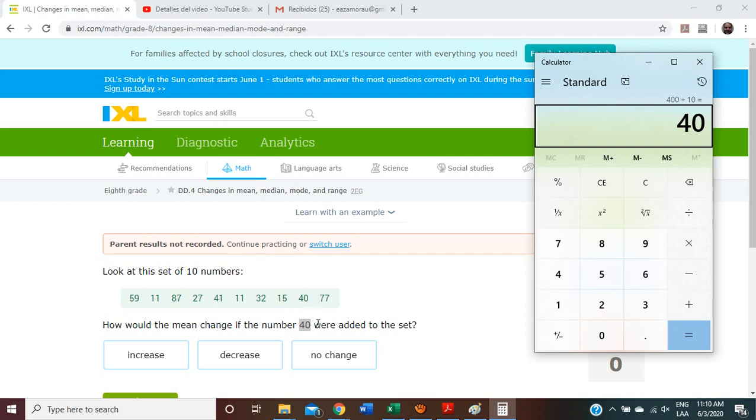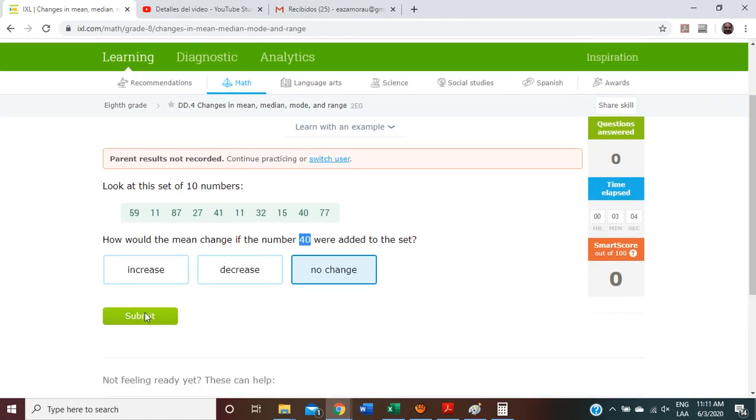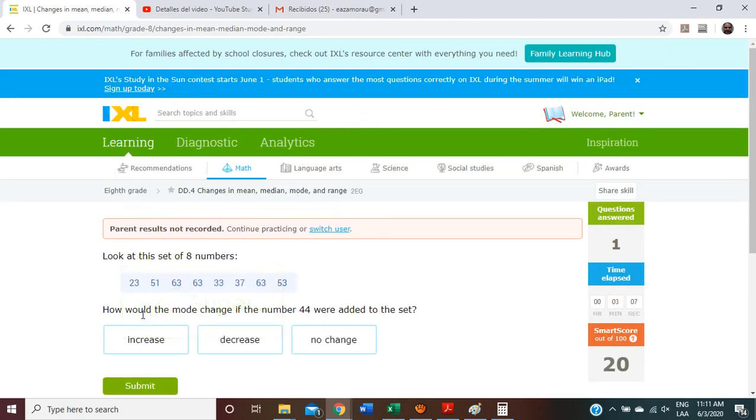What would happen if we add another 40 right here? So the sum of all of these elements, of all of these items, is going to be 440. And we have to divide all of that by 11. 440 divided by 11, because now we are going to have an extra element. It is going to be 11 elements, and the answer is going to be 40 again. So in this case, there is no change in the mean. Okay, I hope you have understood that part. We're going to do some others.